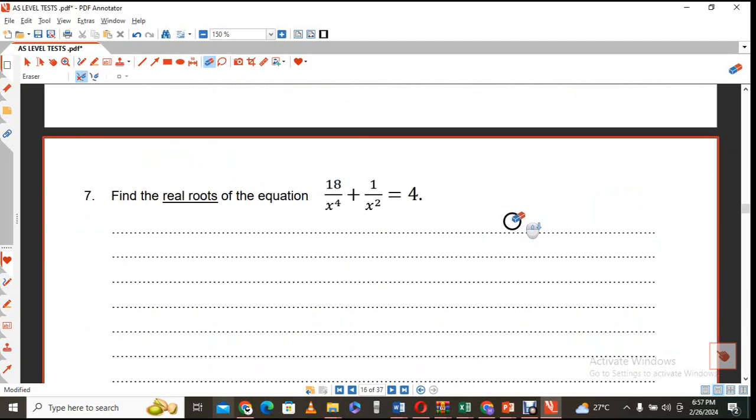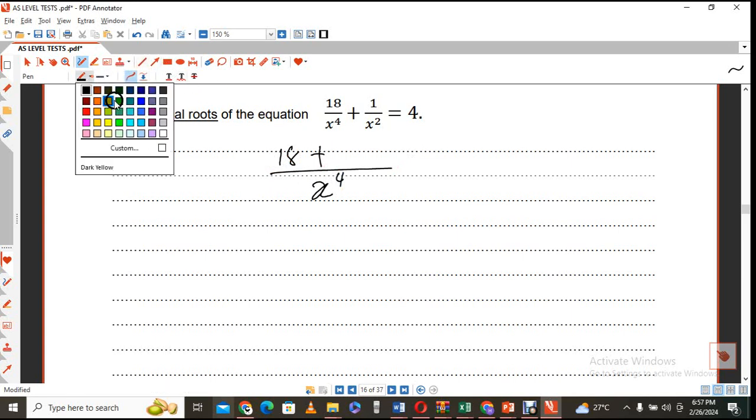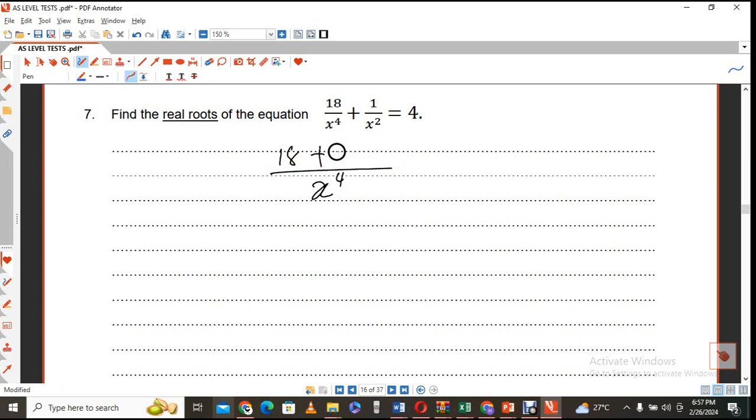Okay, now part 7. These are also questions you'll find in your textbooks, and you can find them in your previous papers. They will come in handy. Of course, here you can make the denominator the same. X raised to the power 4, that 18 remains, and that 1 obviously needs to be multiplied by x squared, so that will be x squared on top there.